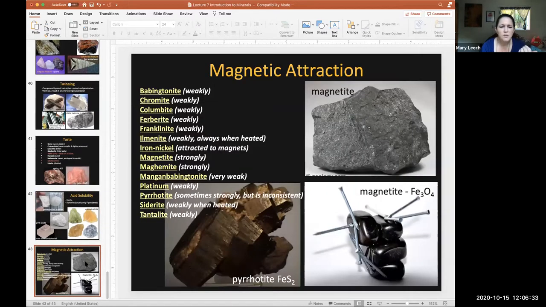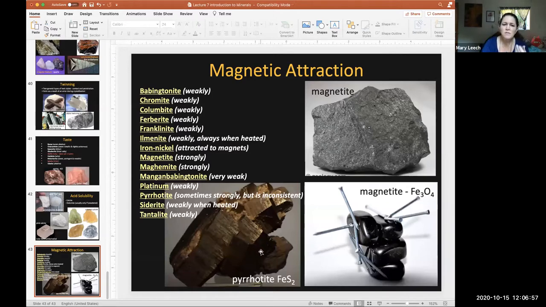Then magnetic attraction. Here's our final one. Magnetite has a magnetic attraction. If it's a good piece of magnetite, you ought to be able to stick things to it. Let's see if I can find anything that might work handy around here. No, I'm not finding things that are iron. So your magnet certainly will.